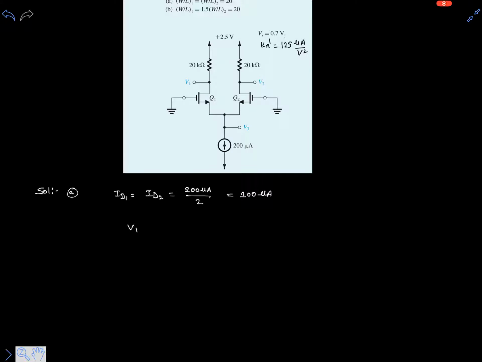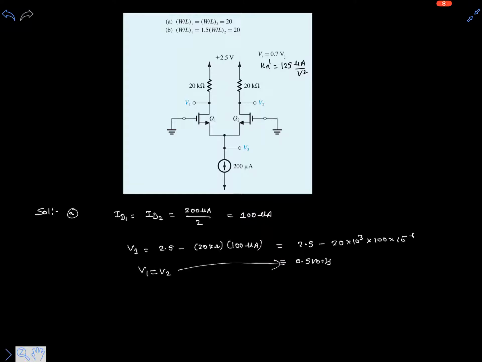So V1 we can write as 2.5 volts minus 20 kilo ohm multiplied with 100 microamperes. So it is 2.5 minus 20 times 10 to the power of 3 multiplied with 100 microamperes. So it is 0.5 volts. Similarly, V1 and V2 both are equal to 0.5. So this is actually a very easy one.